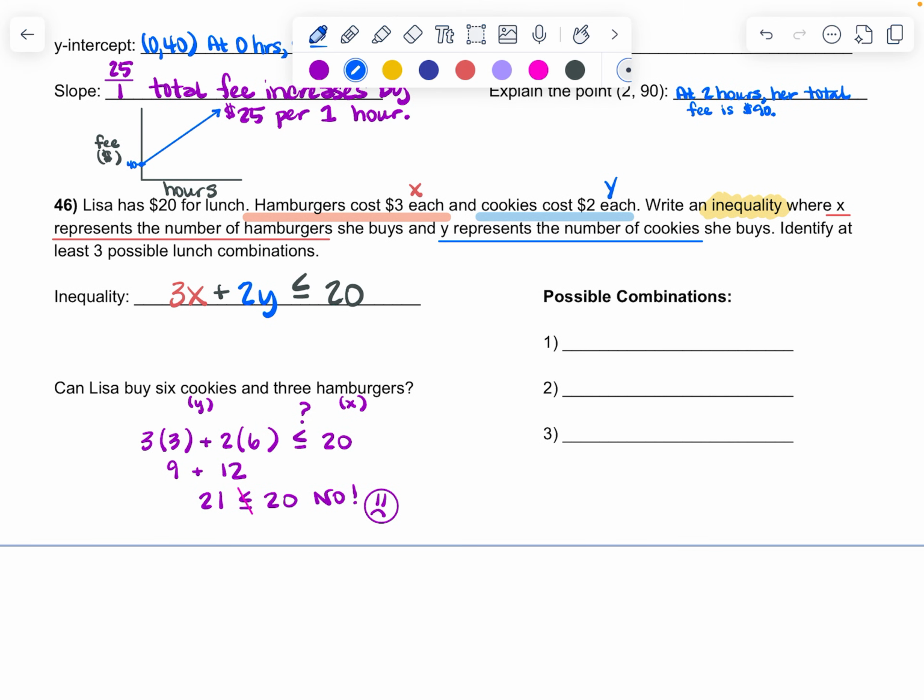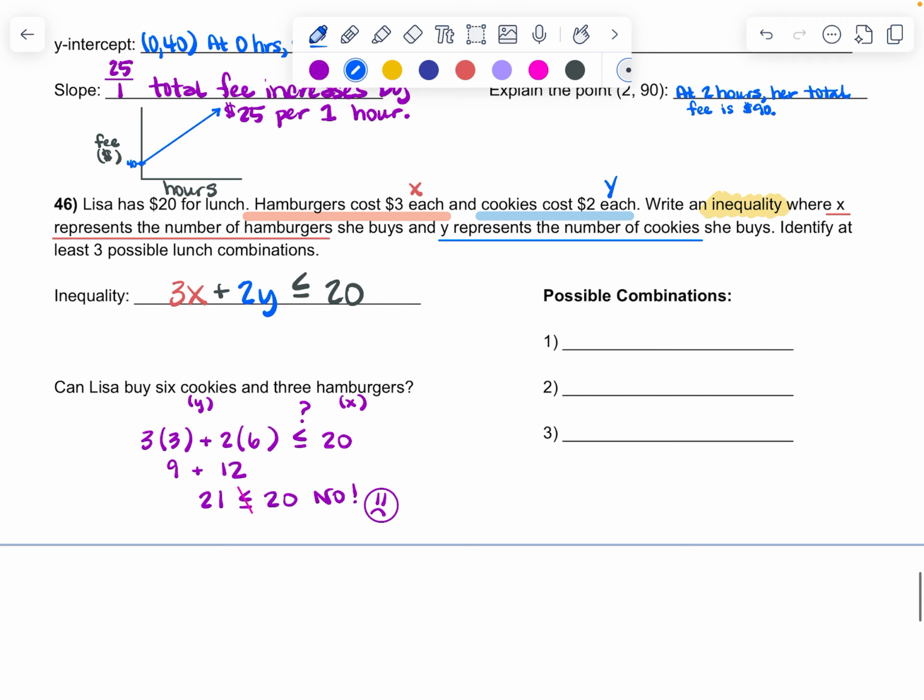Again, there's lots of them, right? So let's just run through the gamut here. Can she buy, I don't know, can she buy six burgers? Again, this is just like that dress question. 6 burgers. Well, if burgers are $3 a piece, that's $18, right? Which would leave her $2 for a cookie. So yeah, she would be able to buy 6 burgers and 1 cookie. And that would be exactly $20, right?